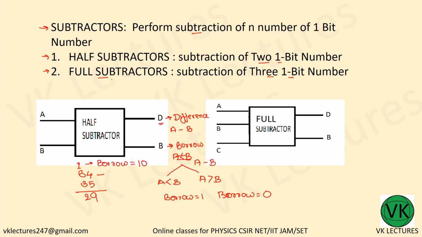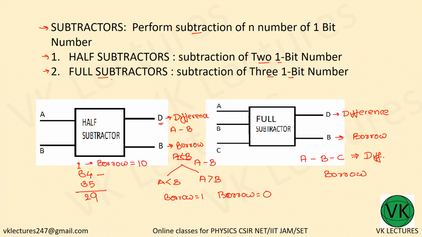Similarly, for full subtractor, you have three input terminals A, B, C, and this is the difference, and the output B stands for borrow. Now what is A, B, C for a full subtractor? This means A minus B minus C. So first you have to do A minus B, then minus C. This is the difference. And what about borrow? B-O-R-R-O-W.